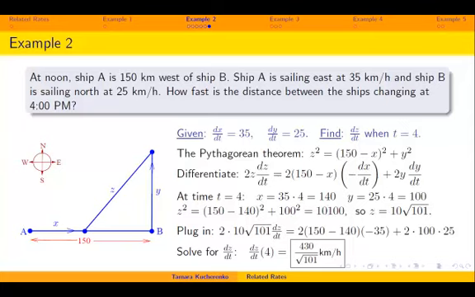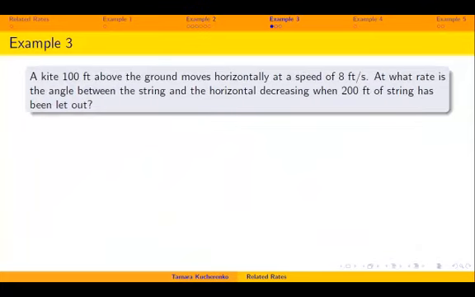Let's move on to our next example. A kite 100 feet above the ground moves horizontally at a speed of 8 feet per second. At what rate is the angle between the string and the horizontal decreasing when 200 feet of string has been let out?